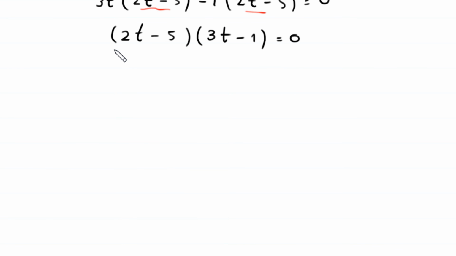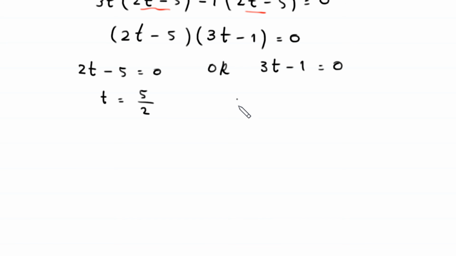Now from here either this expression 2 times t minus 5 equal to 0, or this expression 3 times t minus 1 equal to 0. From this equation we get the value of t equal to 5 over 2, and from this equation we get the value of t equal to 1 over 3.